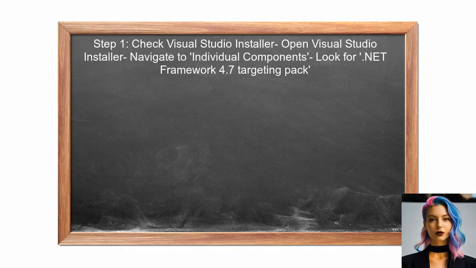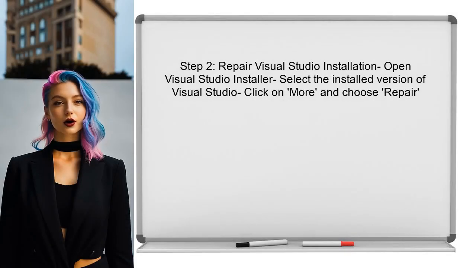To begin resolving the issue, the user should ensure that the .NET Framework 4.7 targeting pack is correctly installed. They can do this by checking the Visual Studio installer for any missing components. If the targeting pack is not visible, the user should try repairing the Visual Studio installation. This can help fix any issues with the installation process.